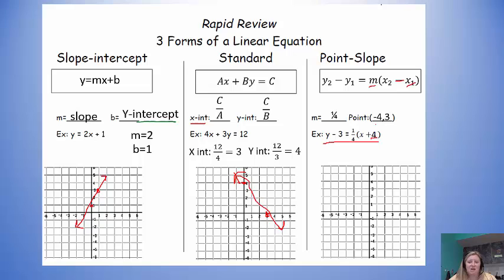So if I give you something in point-slope form, you're able to pull out the slope, you're able to pull out the point, and that's enough to graph the line. So I'm going to graph -4, 3. That's my first point there. And from there, I'm going to apply my slope. I'm going to rise 1 and run 4 to the right.